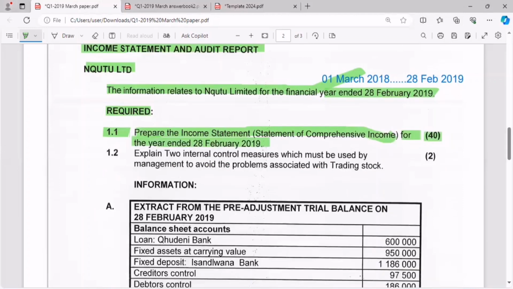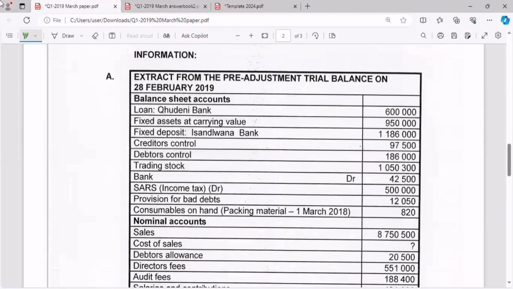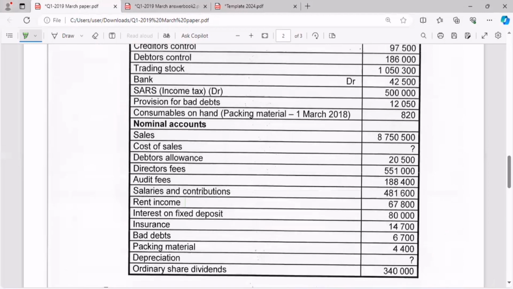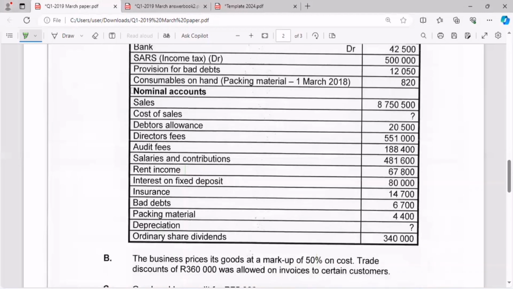Now let us analyze the information that we have in the trial balance. We are given information A, which is the trial balance. This is an extract from the pre-adjustment trial balance on the 28 February 2019. Remember, we are required to prepare the statement of comprehensive income. So we focus on the nominal account section, where you will find your income and expenses. Here we are given the sales balance. We have sales of 8,755,000, and for cost of sales, the balance is not given, so we're gonna calculate this balance.